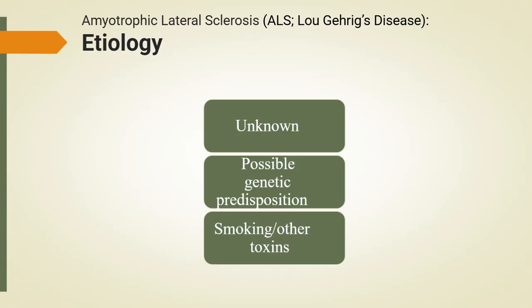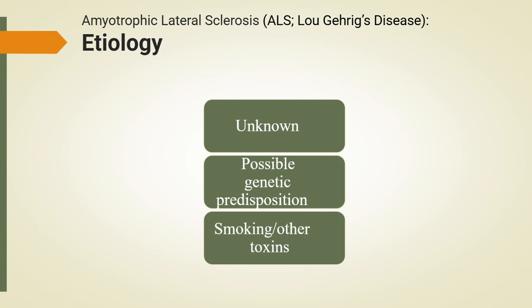As for the etiology, or the causes, of amyotrophic lateral sclerosis, one of the most important things to remember is that the exact cause of ALS is still unknown. Most cases are what we call sporadic, meaning they occur without a clear family history or identifiable trigger. Even though the cause is not fully understood, research suggests that ALS may result from a combination of genetic susceptibility, environmental exposures, and cellular dysfunction within the nervous system.